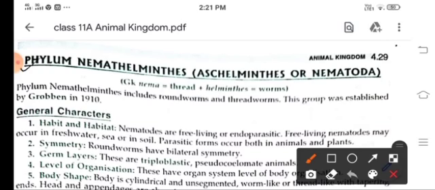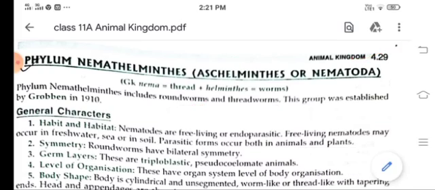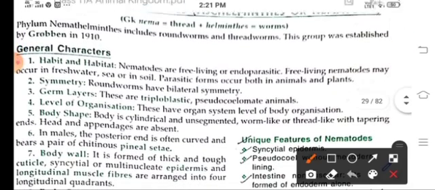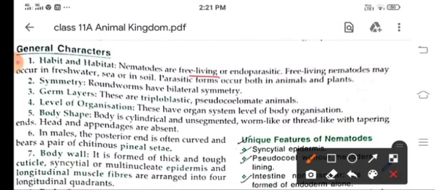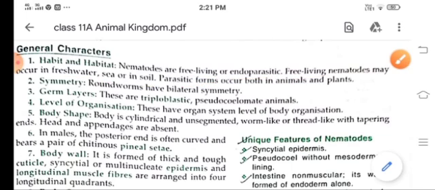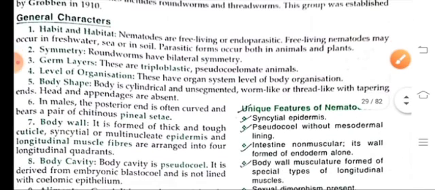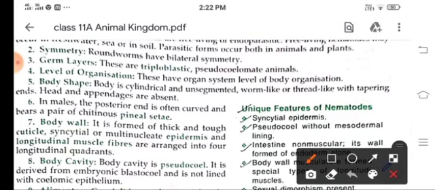So Nematohelminthes, they are also known as Aschelminthes or nematodes, and the animals included in Nematohelminthes are the roundworms and threadworms. Now, Nematohelminthes are free living or sometimes endoparasitic in nature. Free living forms are found in fresh water, sea or in soil, and parasitic forms are found in both animals and plants. They are bilaterally symmetrical and also triploblastic in nature.